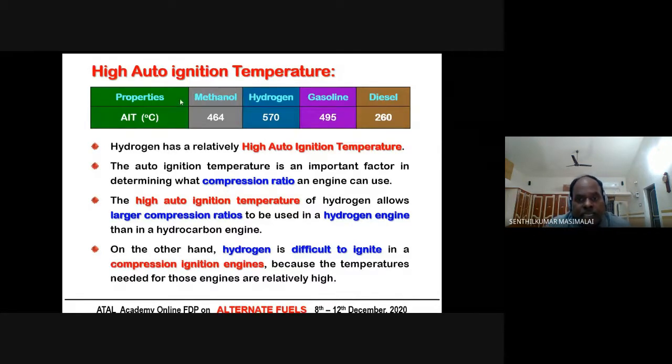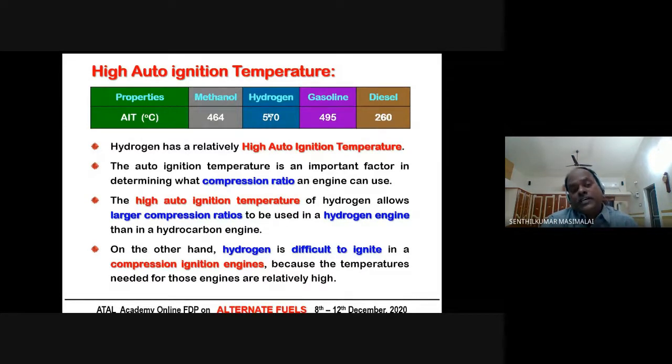The self-ignition temperature of diesel is approximately 260 to 280 degrees centigrade. For gasoline, it is approximately 450, 460, even 400. It depends upon the hydrocarbon percent in gasoline. Generally speaking, gasoline has a higher self-ignition temperature than diesel. Because of the low self-ignition temperature of diesel, in a diesel engine, diesel is automatically auto-ignited. Whereas hydrogen has the highest self-ignition temperature, 570 degrees centigrade, of all the fuels.